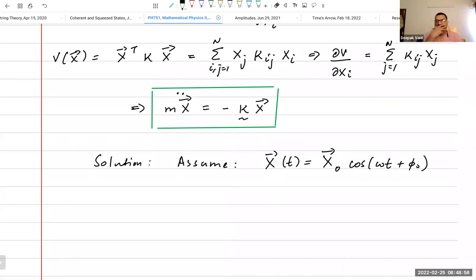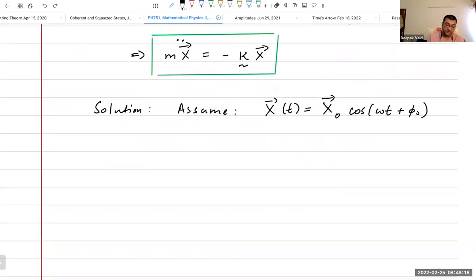Right now, one might ask, well, why do I have a single omega for all the coordinates? Well, again, that doesn't have to be the case. You can have configurations where the different particles are vibrating at different rates, different frequencies. But all such configurations can be expressed in terms of superpositions or linear combinations of these solutions. Right, so these are the eigenstates or the eigenmodes of the system.